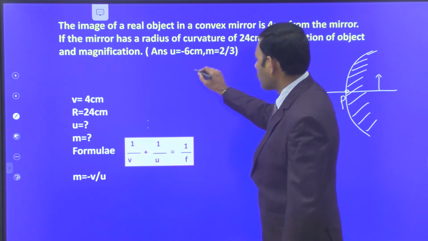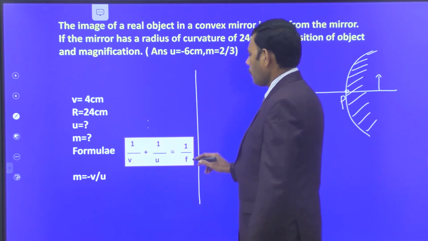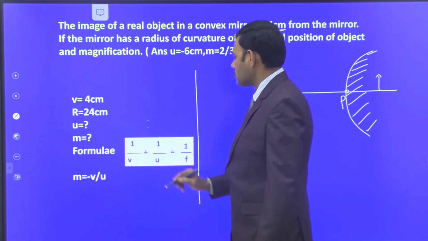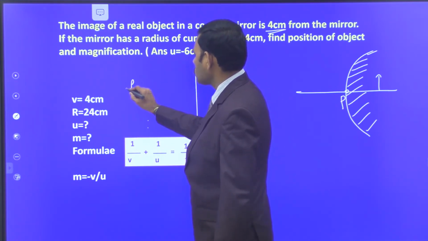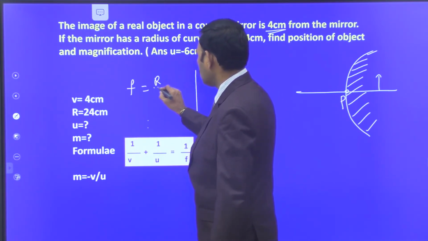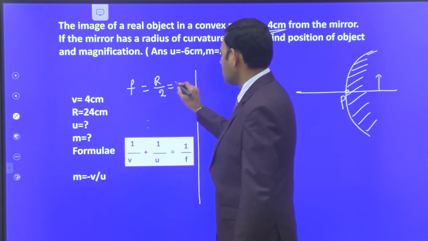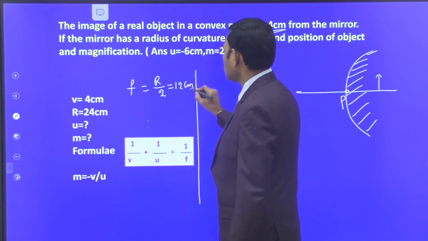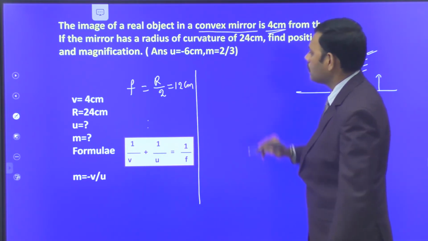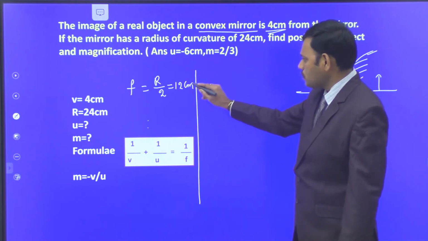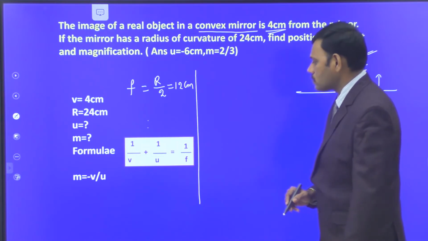Okay, let us solve the problem. First, we would like to find the object distance. For that, we need the focal length. Focal length is always equal to R by 2, the relation between focal length and radius of curvature of a mirror, that is 12 centimeters. Moreover, the focal length of a convex mirror is positive. The given mirror is a convex mirror, so including sign convention, f is equal to plus 12 centimeters.